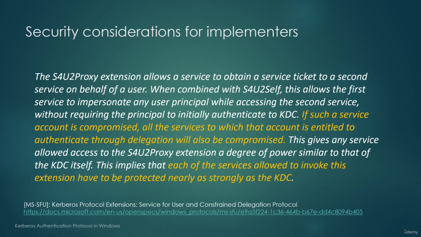The service for user to proxy extension allows a service to obtain a service ticket to a second service on behalf of a user. When combined with service for user to self, this allows the first service to impersonate any user principal while accessing the second service without requiring the principal to initially authenticate to the KDC. If such a service account is compromised, all the services to which that account is entitled to authenticate through delegation will also be compromised. This gives any service allowed access to the service for user to proxy extension a degree of power similar to that of the KDC itself. This implies that each of the services allowed to invoke this extension has to be protected nearly as strongly as the KDC.